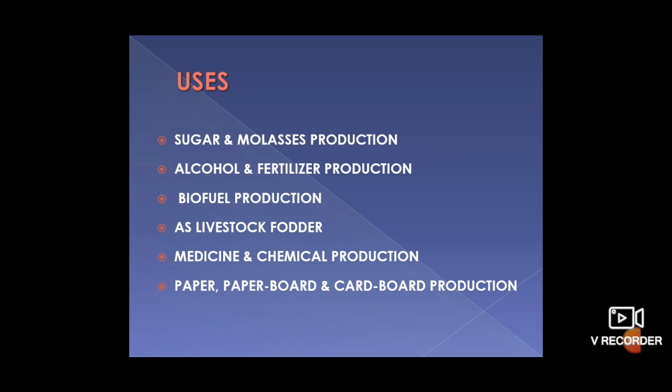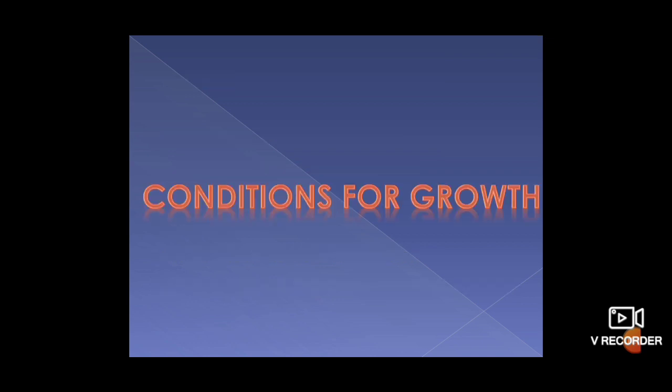It is mainly used in sugar and molasses production. It is used in alcohol and fertilizer industries. The remnants of sugarcane are used as a biofuel. It is also used as livestock fodder. Besides all this, sugarcane is being used in medicine, chemical and paper industry. Let's look into the general conditions for the growth of sugarcane as it is a commercial crop.